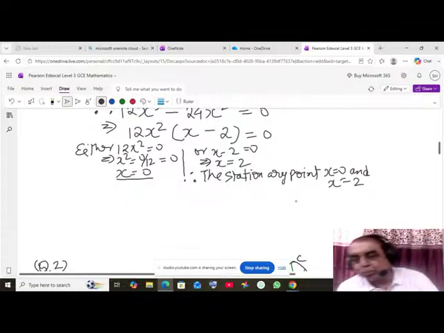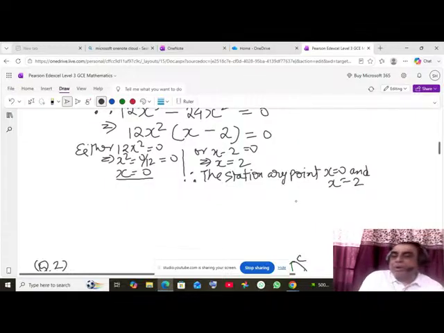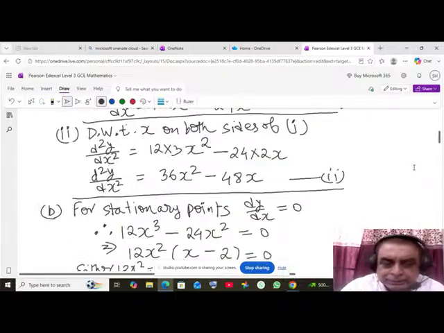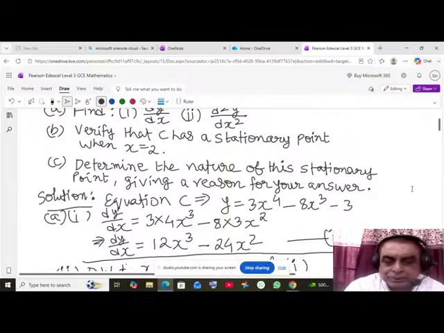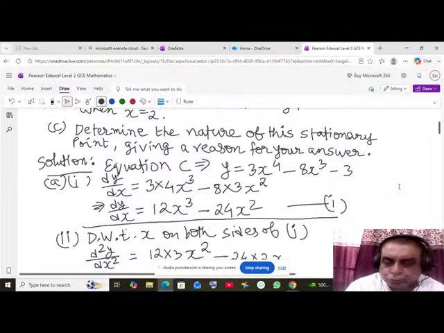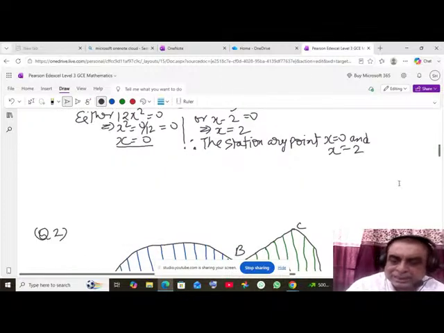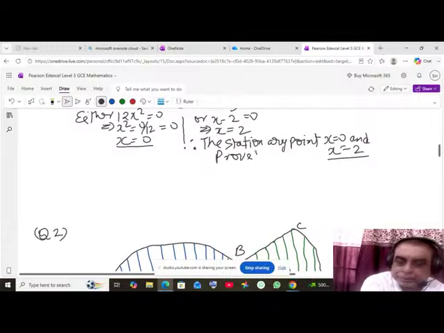So at these points where the x coordinate is 0 or x coordinate is 2, those are the stationary points. So we have showed it. We were asked to show that the C will have a stationary point when the x value is 2. So we have showed it that at the x value equals to 2, it is a stationary point. So it is proved.